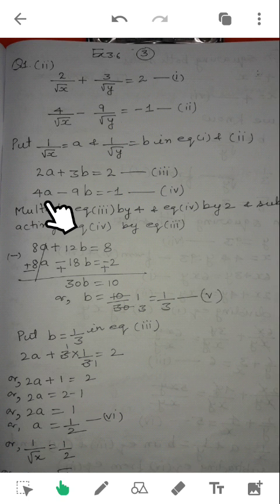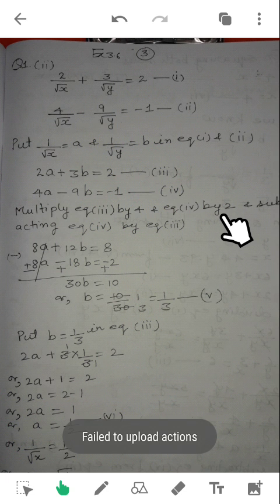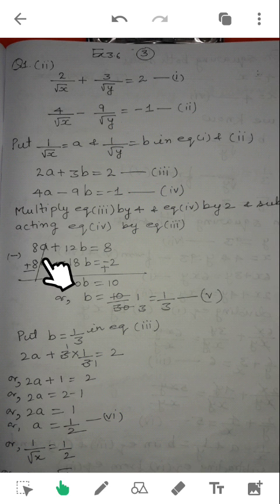Here we are going to equate the coefficients of a. For equating the coefficient of a, I have multiplied the third equation by the coefficient of a in the fourth, that is 4. And we are multiplying the fourth equation by the coefficient of a in the third equation, that is 2. On multiplying the third equation by 4 and the fourth equation by 2, whatever we get, we subtract the fourth equation from the third.